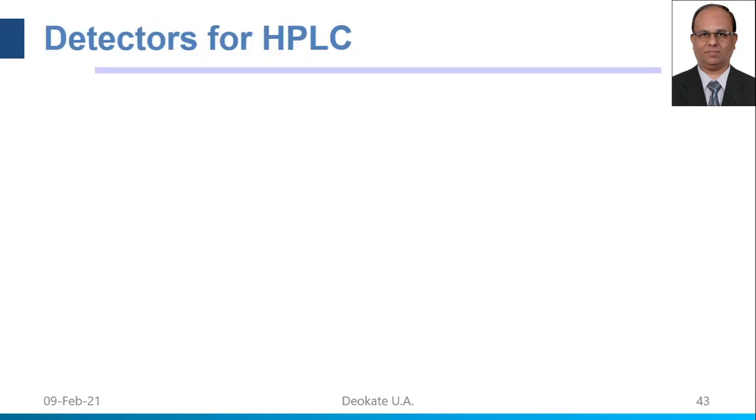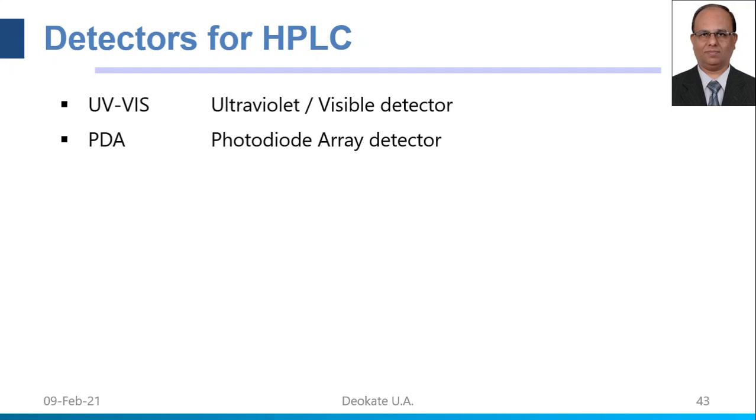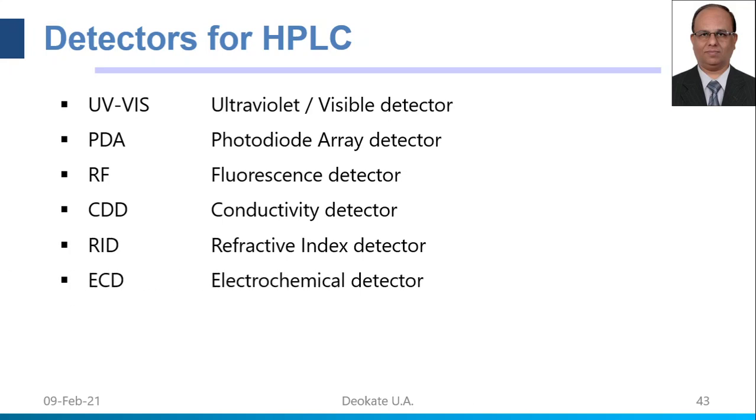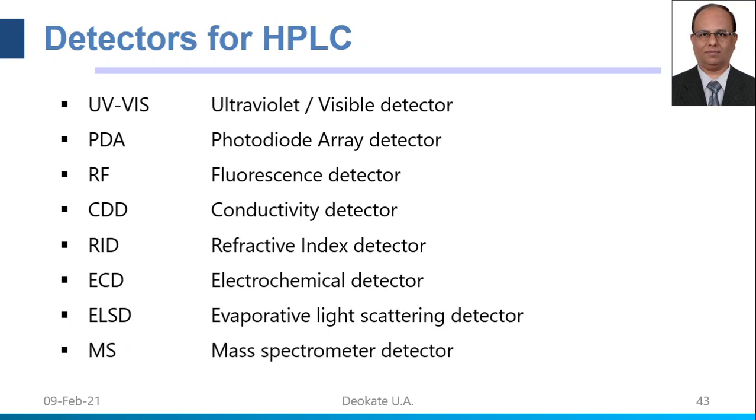The various detectors used in HPLC. So this is the list of detectors. UV visible detector, then PDA photodiode array detector, RF that is fluorescence detector, CDD that is conductivity detector, RID refractive index detector, ECD electrochemical detector, ELSD that is evaporative light scattering detector, and the last one is a mass spectrophotometer detector. So these are the various detectors used in HPLC.